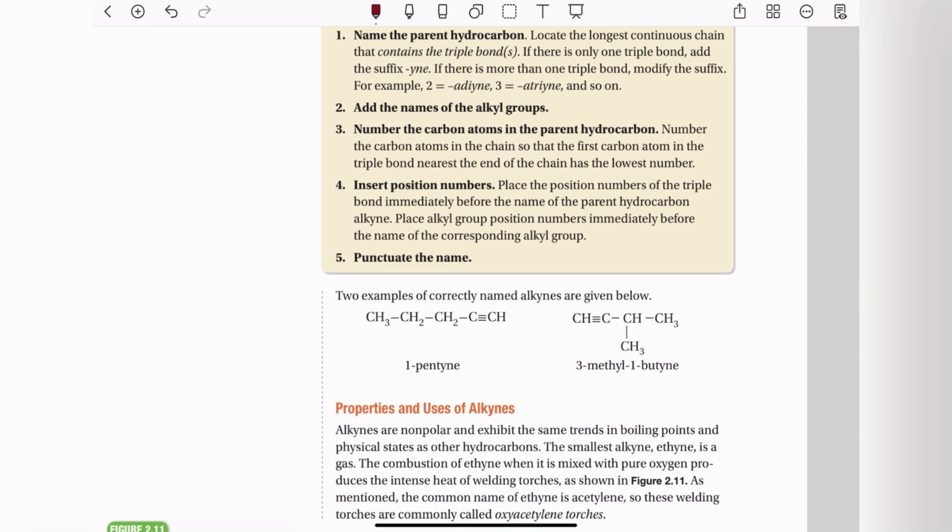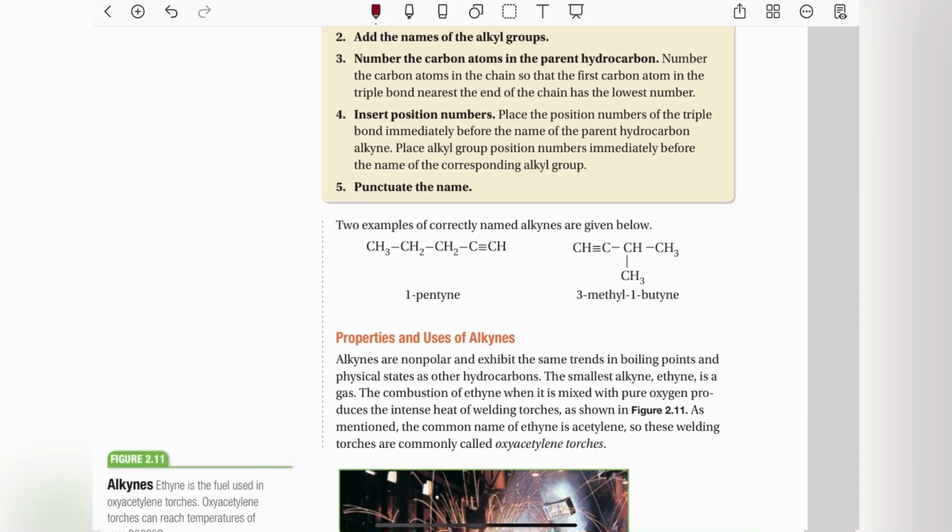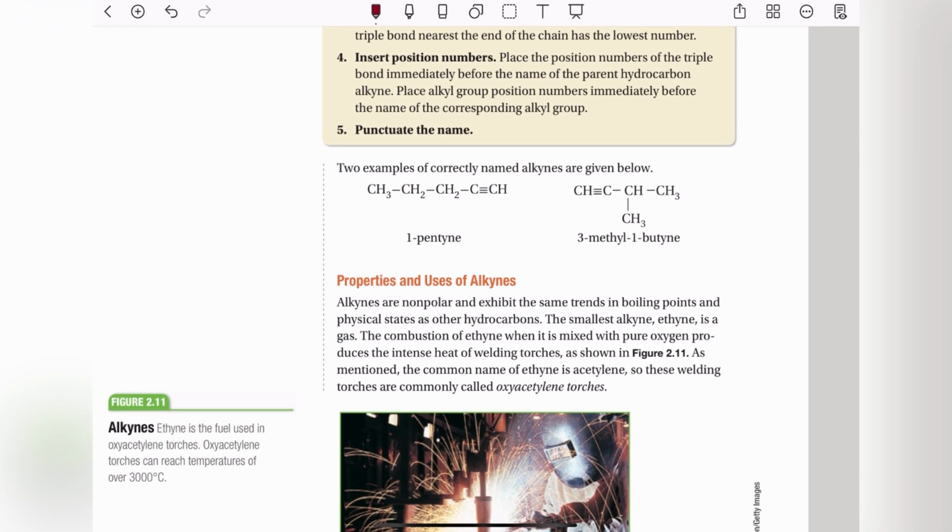Number the carbon atoms in the chain so that the first carbon atom in the triple bond nearest the end of the chain has the lowest number. 4, insert position numbers. Place the position numbers of the triple bond immediately before the name of the parent hydrocarbon alkyne. Place alkyl group position numbers immediately before the name of the corresponding alkyl groups. And finally, punctuate the name. So 2 examples of correctly named alkynes are given below.